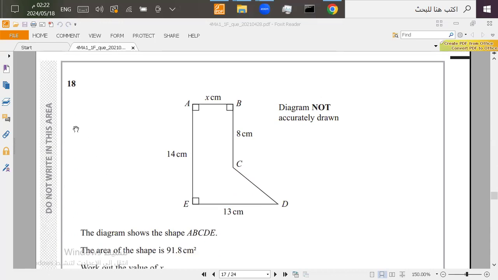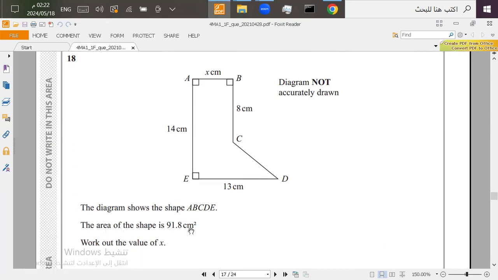Question 18. Here we have a shape. This diagram is not accurately drawn. It means don't use rulers to find the length of the lines. The question says the diagram shows the shape ABCDE. The area of the shape is 91.8. Work out the value of x.